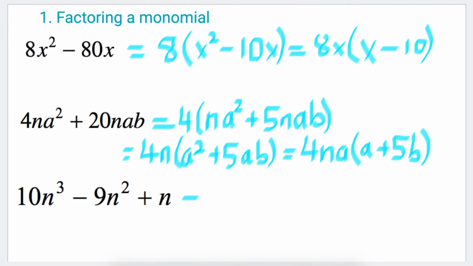In the last one, we have a trinomial. It has 3 terms, so whatever we're going to factor out has to be common in all the 3 terms, not just 2 but all 3. So the common factor in all 3 of them is just an n. When you factor an n from n cubed, you remain with 10n squared. When you factor an n from negative 9n squared, you remain with negative 9n. And if you factor the only n here, you remain with plus 1. If you examine inside the parentheses, you notice that there are no more common factors and you finish the math problem.